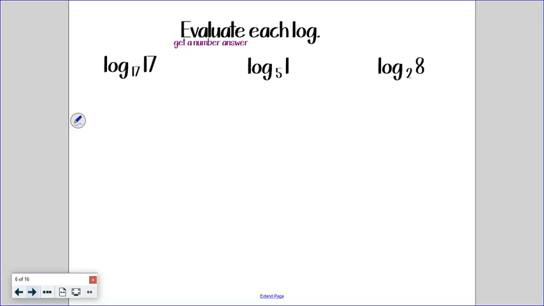Okay? So if it is log base 17 of 17, it means that this base of 17 is being raised to something to give me 17. 17 raised to something gives me 17, and my answer is that something. What is that something? 1. If I want to raise a number to something and get the exact same number, that needs to be a 1. Okay? 5 raised to something gives me 1.